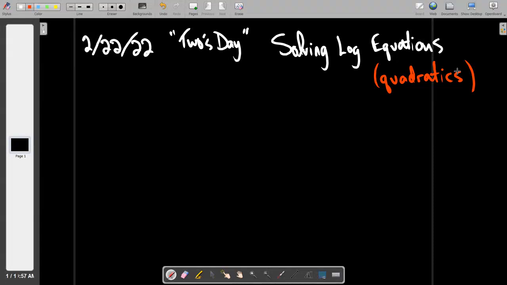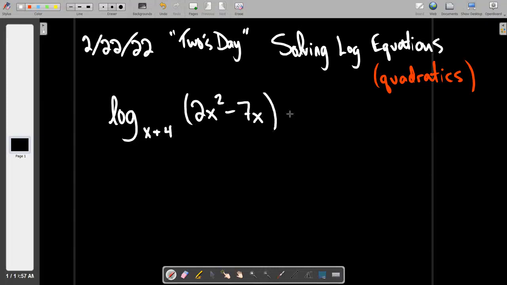So the idea today is, as we create our equations, we get quadratics, but from a new place. There's no point in belaboring this, so we're just going to start with examples. The first example is a log with an algebraic base, x plus 4, and the argument of the logarithm is also algebraic, 2x squared minus 7x. The logarithm itself equals 2.